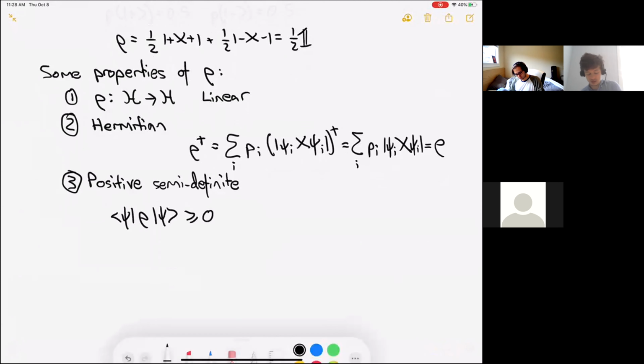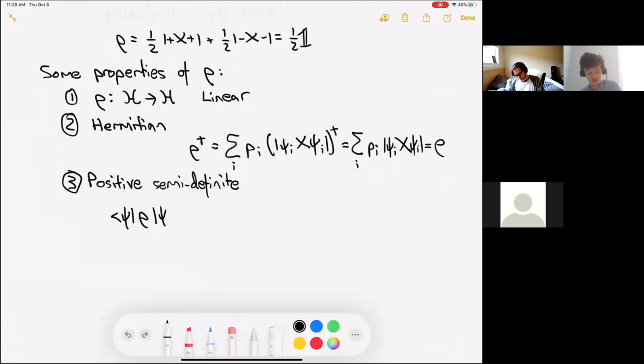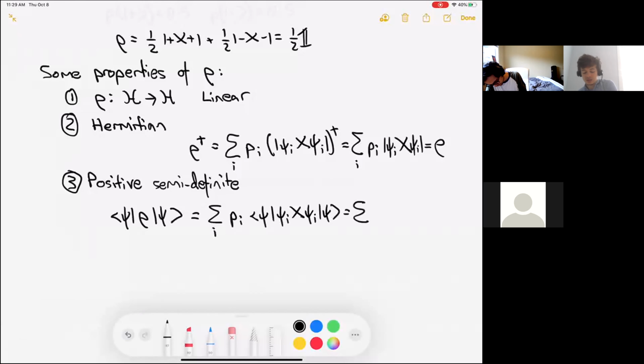So let's just see that that's true. This is the sum over i of p_i <psi|psi_i><psi_i|psi>, which is the sum over i of p_i times the modulus squared of <psi_i|psi>. And that is obviously greater than or equal to 0 because all the p_i's are greater than or equal to 0.